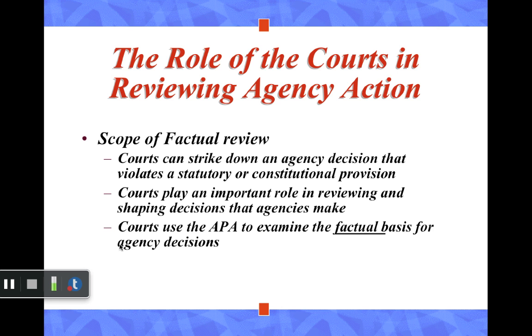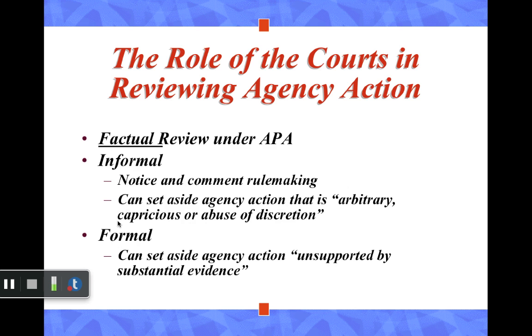The other thing the courts can do is strike down an agency decision that violates a statutory or constitutional provision, and they play a very important role in reviewing and shaping decisions that agencies make. And we'll talk about this a little bit more in a couple weeks with specific examples of why agencies do things the way they do based upon what the courts have told them.